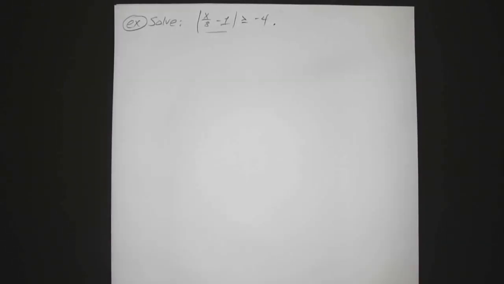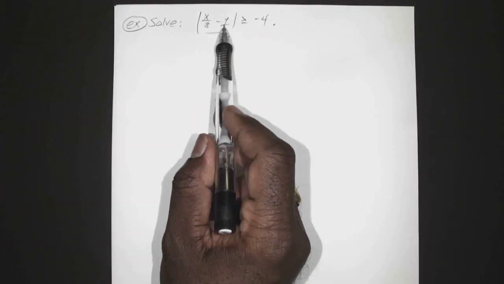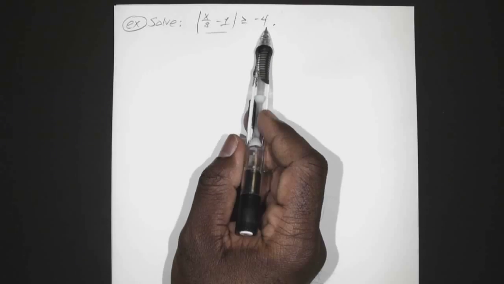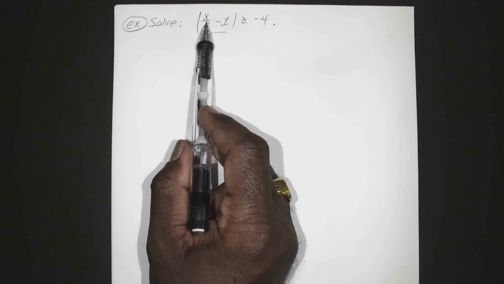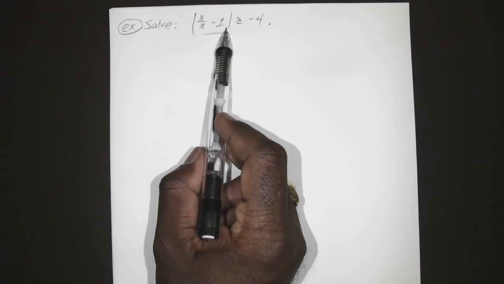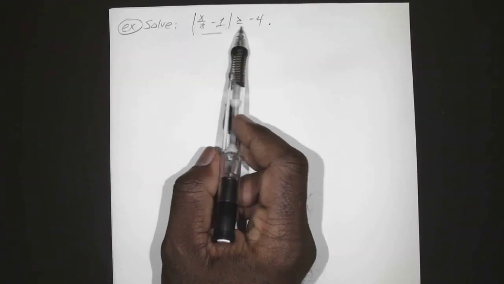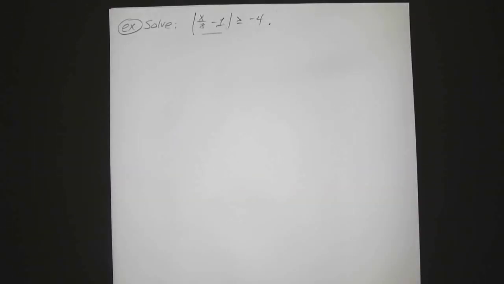So before, when you had less than or equal to, it was no solution. With this one, you have infinite solutions, because no matter what you plug in, it'll be true. If you plug in 0, 0 over 8 is 0, so the absolute value of negative 1 is 1, which is greater than or equal to negative 4. If you plug in a negative number, let's say negative 8, negative 8 divided by 8 is negative 1, so you have the absolute value of negative 2, which is 2, which is bigger than negative 4. So no matter what you plug in for x, you'll always come out with a positive number, which will always be bigger than your negative number. Does that make sense? All right.